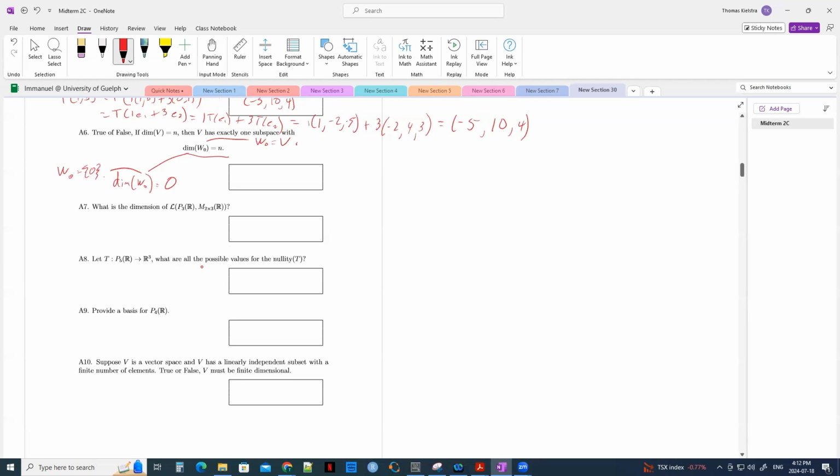So there's only one subspace with the same dimension as the original space, given it's finite, and there's only one subspace with the dimension being 0.